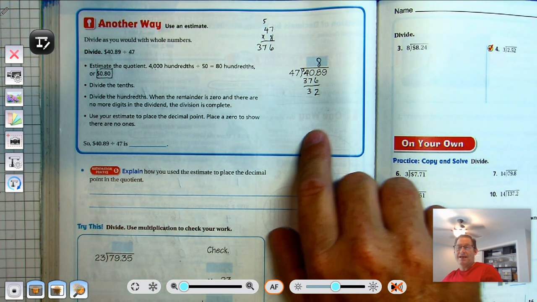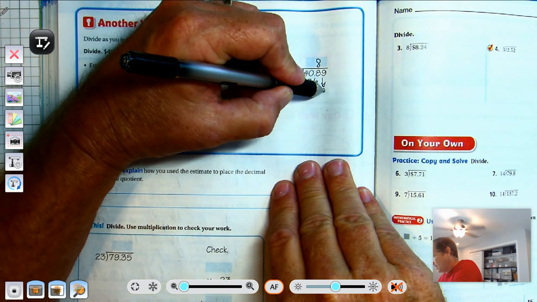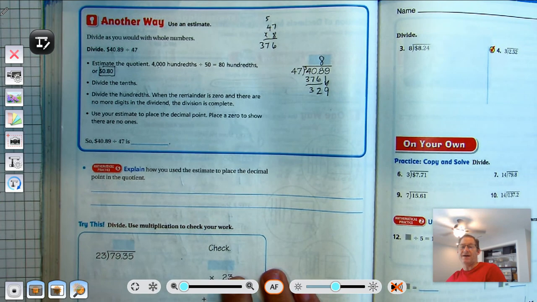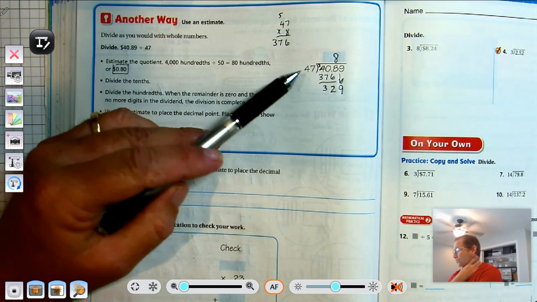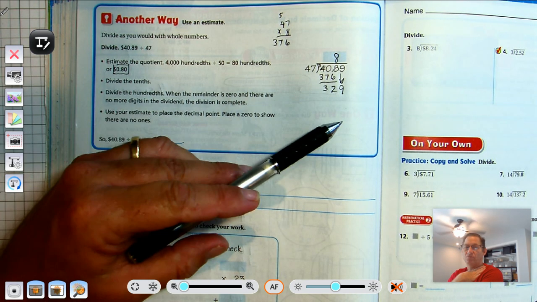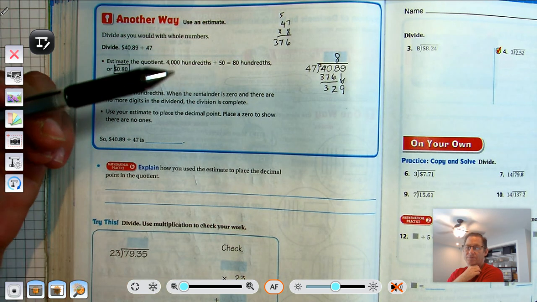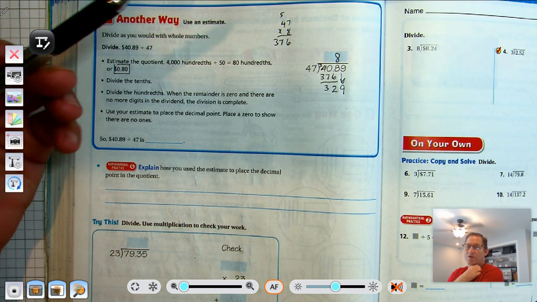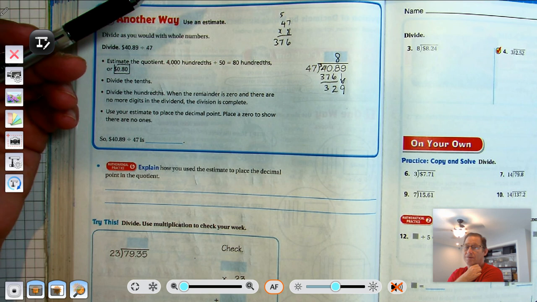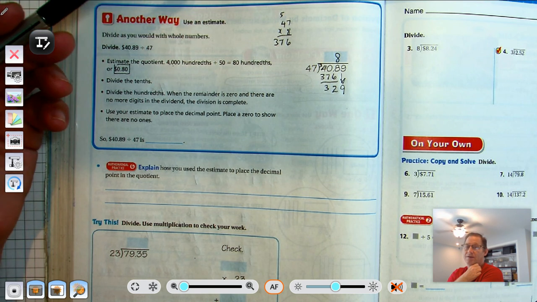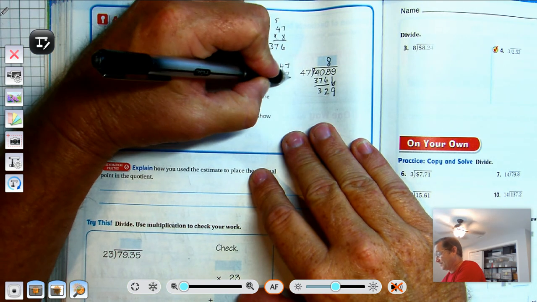Okay. And now we need to bring down the 9 hundredths. So we have 329 divided by 47. In my head, I'm thinking, what number times 7 would end in a 9? Well, if I skip count 7s, 7, 14, 21, 28, 35, 42, 49. Okay, so 49 ends in a 9, right? So maybe it's 7. Let's try 47 times 7.